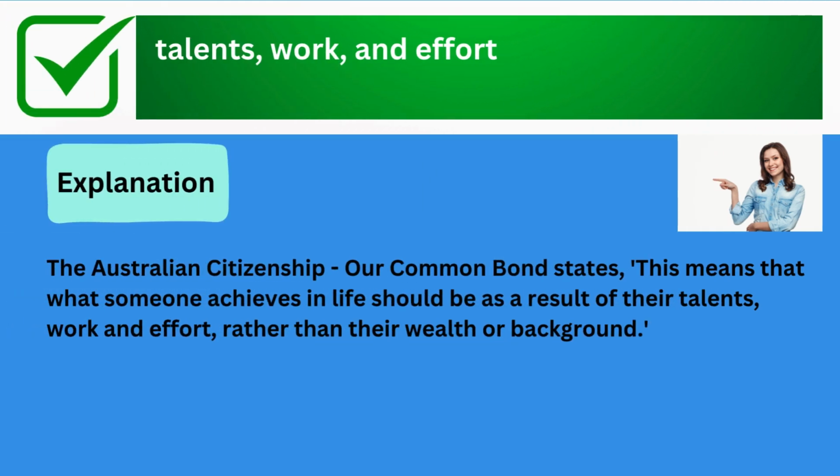The correct answer is talents, work, and effort. Explanation: the Australian citizenship, our common bond states, this means that what someone achieves in life should be as a result of their talents, work, and effort rather than their wealth or background.